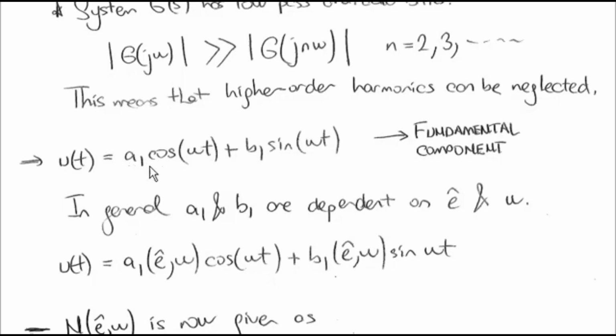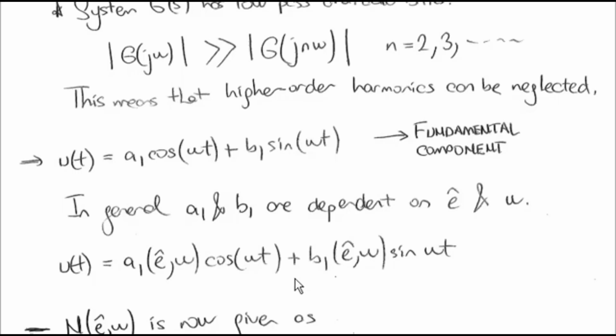In general, these Fourier series coefficients A1 and B1 depend on our input amplitude and input frequency. So if I would like to use a better notation here, this u(t) is approximately given as a coefficient dependent on E hat and omega times cosine, plus a coefficient dependent on E hat and omega times sine. Now, we are going to be able to approximate this nonlinearity with a linear system by thinking that this is the output of the nonlinearity to the input E hat sine omega t.